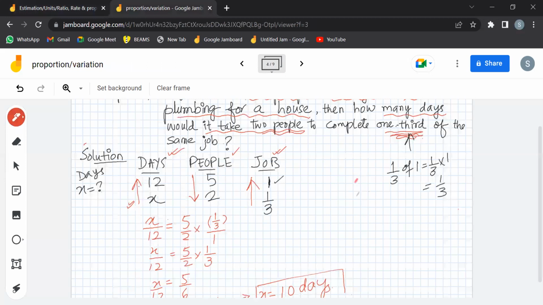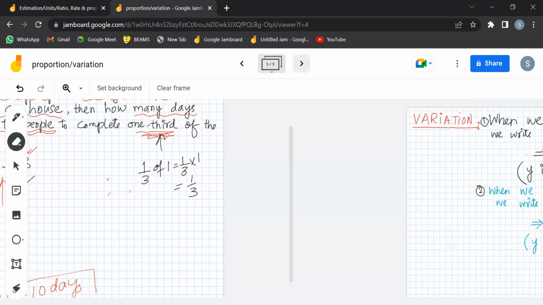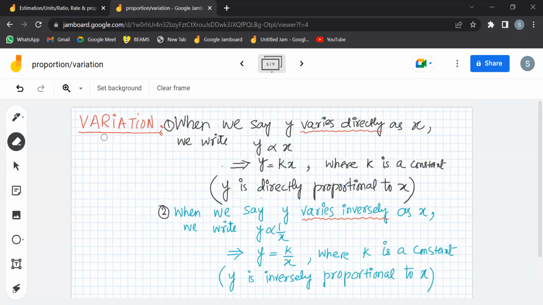After this discussion of the proportion, the last is the variation. When we say y varies directly as x, we write this symbol. And when we remove this sign of variation, we write y equals kx, where k is called the constant of proportionality. So y varies directly as x is the same as y is directly proportional to x.